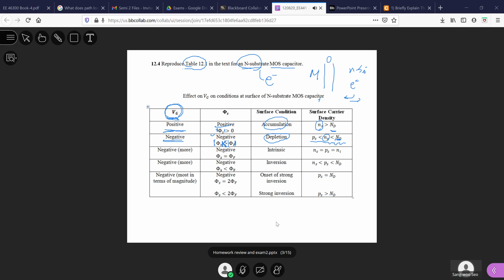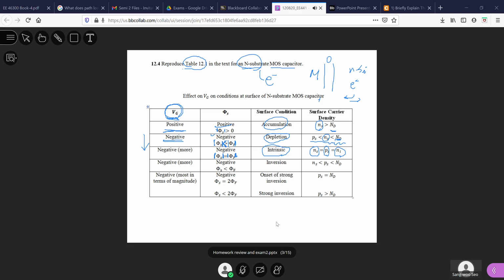Now we're going to further increase the negative potential in the metal. At some point, the magnitude of the surface potential is going to be equal to the magnitude of the potential difference between the Fermi and the intrinsic energy level. For this condition, as you know, the surface condition is going to be intrinsic, which means your electron and hole concentration are going to be equal to the intrinsic carrier concentration. So that is this condition.